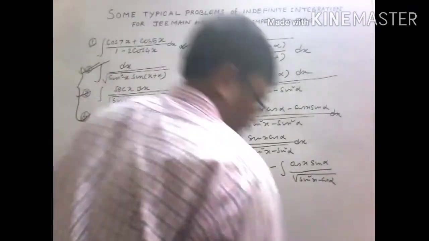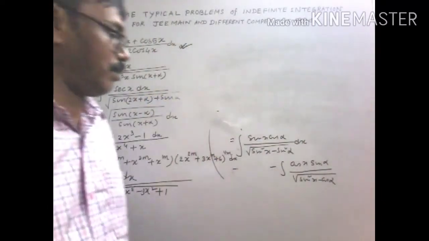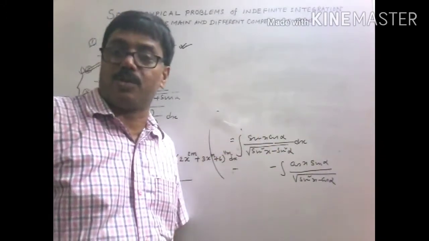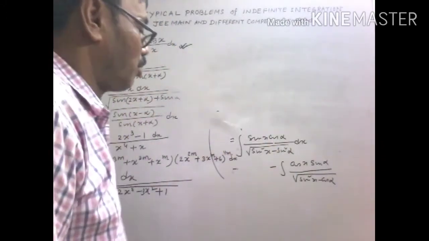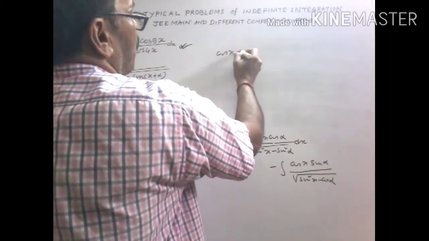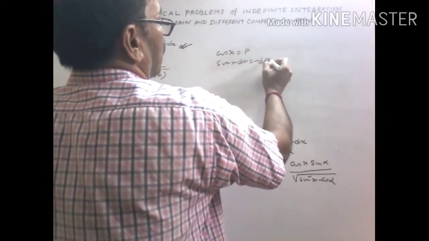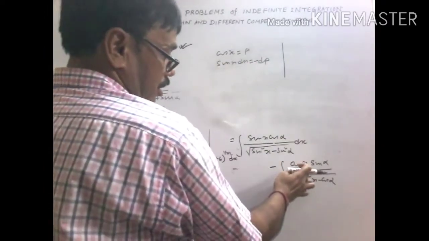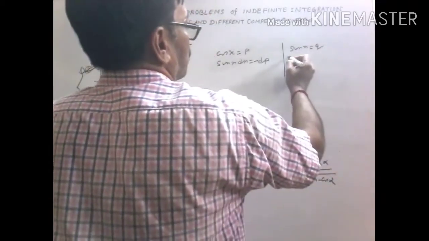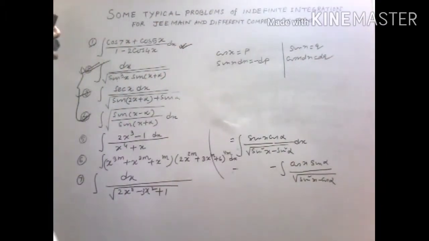Now look, our main aim is to put it in standard form. Here cos alpha is constant. We have to put a transformation so that we get sin x. What is the transformation? The transformation is cos x equals, suppose, p. So sin x dx equals minus dp. Now for the second integral, it is cos x. So the transformation is sin x equals q. So cos x dx equals dq.